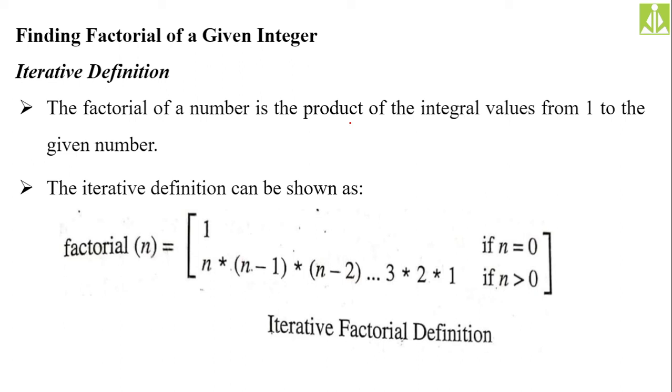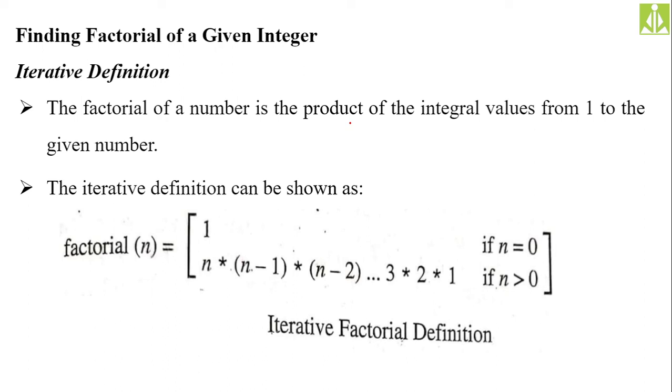Now, finding the factorial of a given number, we need to see two approaches: through iteration, the iterative approach, and through recursion, the recursive approach. The first one is the iterative approach, the iterative definition. The factorial of a number is nothing but the product of all the integral values from 1 to that number. This we already know. If you are finding the factorial of 6, then from 1 to 6, whatever numbers we have in between, simply get the product of all those numbers. Then you will get the factorial of 6.